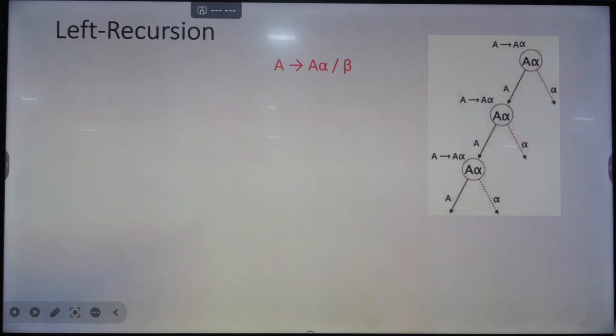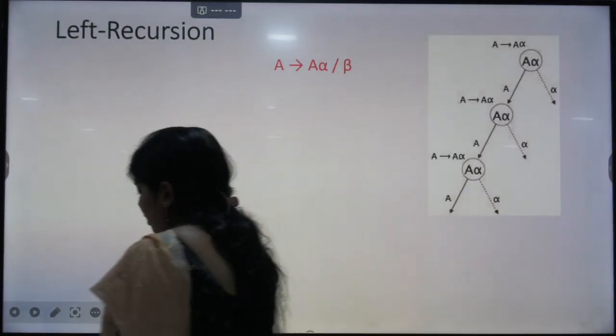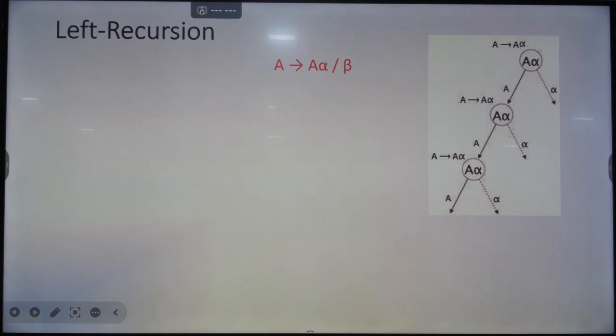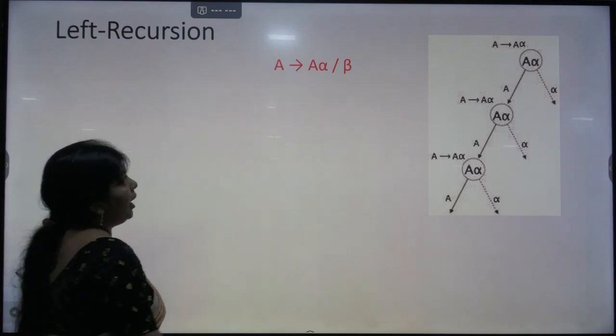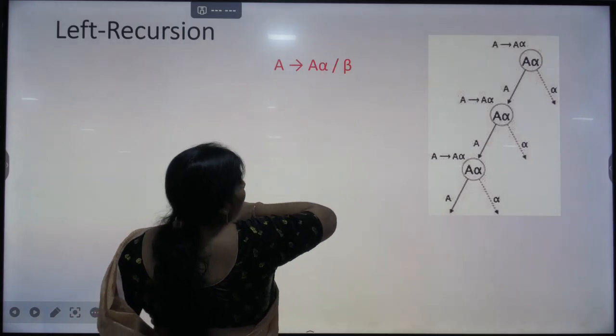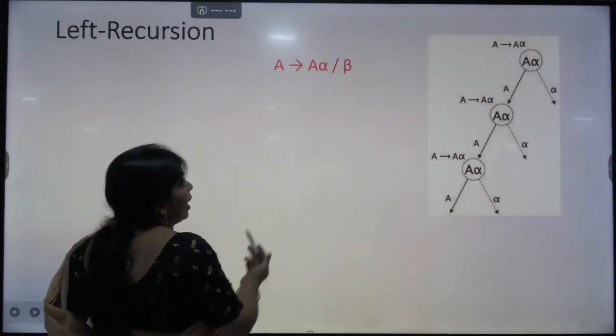Ambiguity problem. One is left recursion and the other is left factoring technique. What is meant by left recursion and left factoring? If the production has a left associativity problem, then we can make use of the left recursion technique. What is meant by the left associativity problem is, if the given production is in this format. What is this format actually?